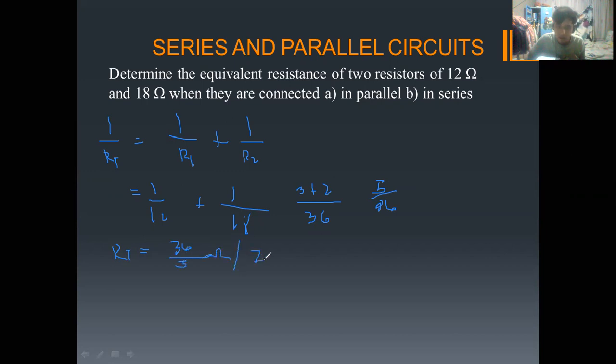or 7.2 ohms. Tapos dito naman sa series, R sub total is equal to R sub 1 plus R sub 2. Kailangan lang natin gawin dyan, i-add natin yung dalawang resistance, which is yung 12 plus 18 ohms.